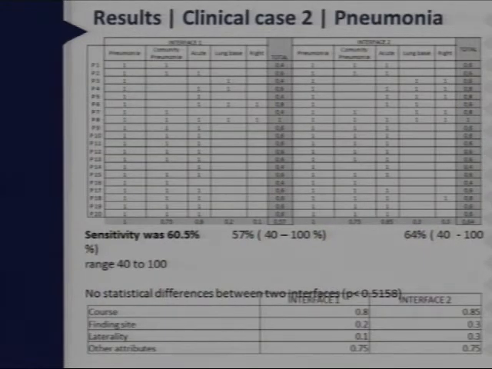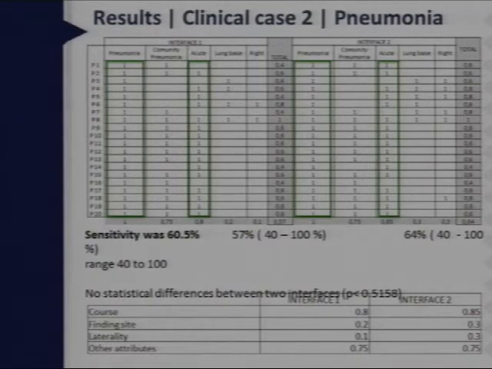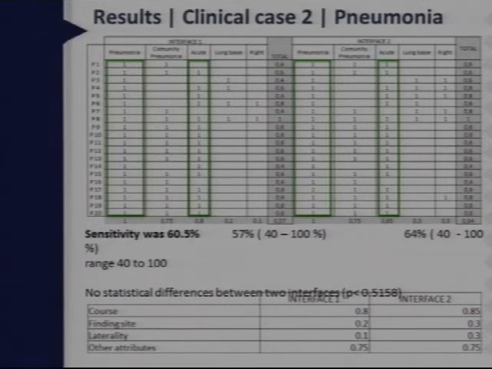In the second clinical case too, the visualization is the same. You have each participant in a line and each level of detail in a column. Sensitivity was 60.5% with a range of 40 to 100. 57% if you consider interface 1, and 64% if you consider interface 2. And in this clinical case related to pneumonia, most of the physicians document the clinical finding, the pneumonia, and the course of the disease, in this case, acute.